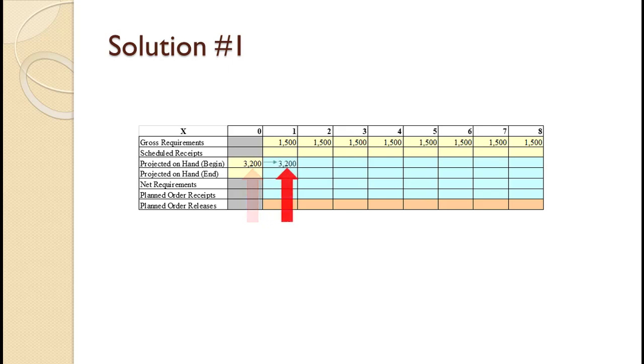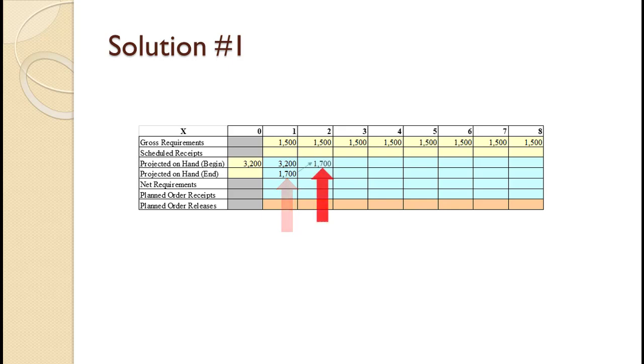Since there are no scheduled receipts, the beginning inventory for period 1 just equals the 3,200 entered in period 0. In period 1, we need 1,500 and have 3,200 in inventory, so no production is required to meet gross requirements. That means net requirements equals 0. It is customary not to enter values of 0 into the planning grid, although there is no prohibition against it. 3,200 minus 1,500 gives us an ending inventory of 1,700.